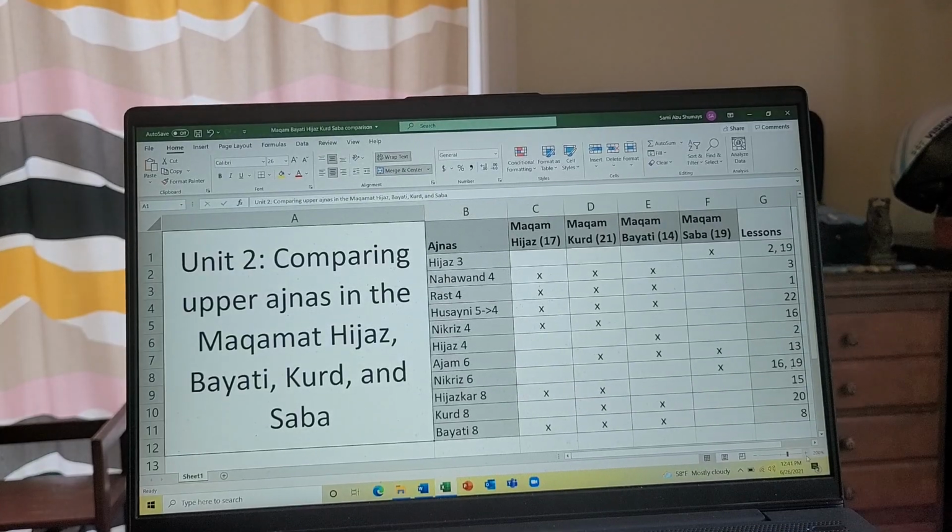And then after that, we're going to look at this little handy chart. See that? Okay, there we go. So we're going to compare the upper ajnas used in these maqamat, and I'm going to share this chart with everyone on my Patreon page, not just the supporters. I'm going to make it publicly available. So if you want to go to my Patreon, you can get that chart to follow along with this lesson. So let's start by comparing those ajnas on A.